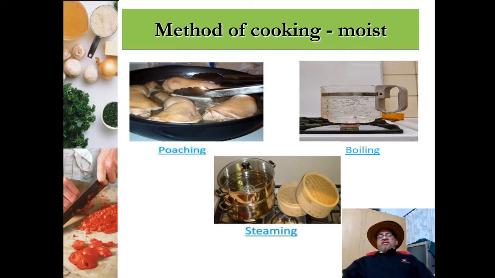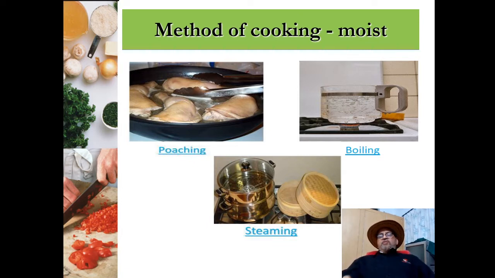Next method of cooking is the moist method of cooking. Foremost on the top left is poaching. What is poaching? Poaching is cooking food at just below the boiling temperature.